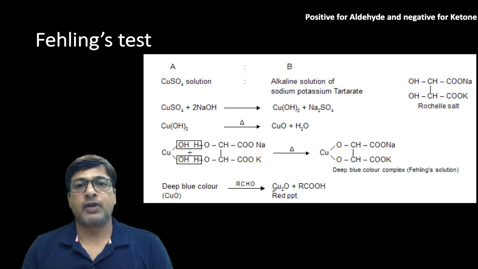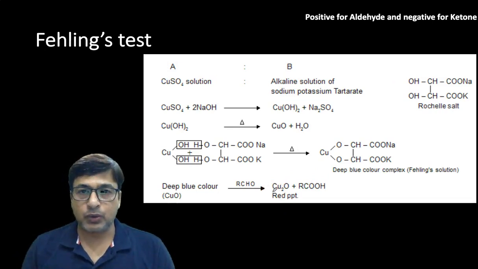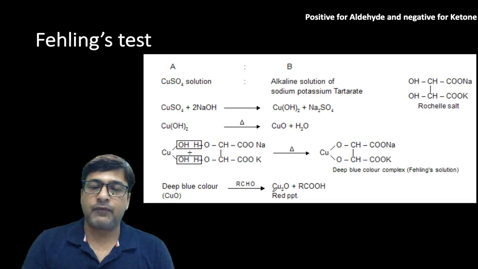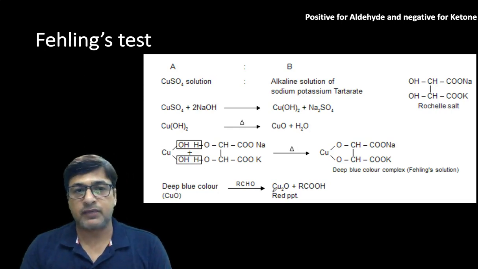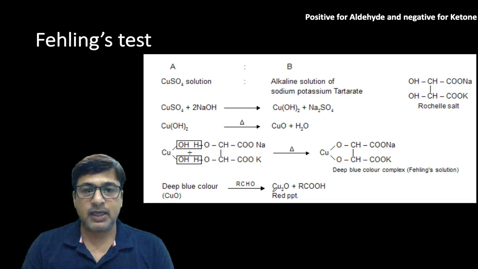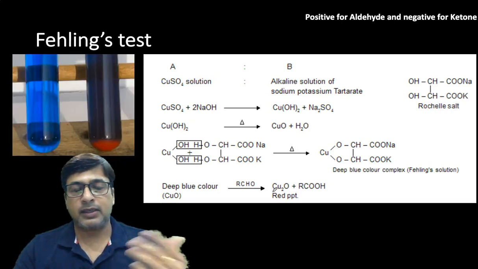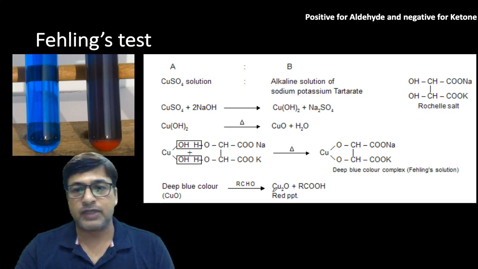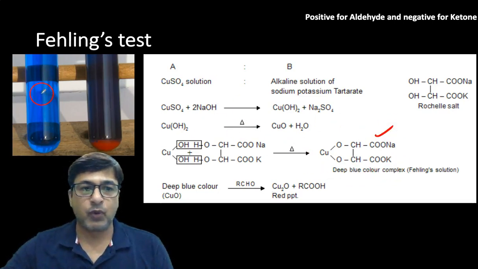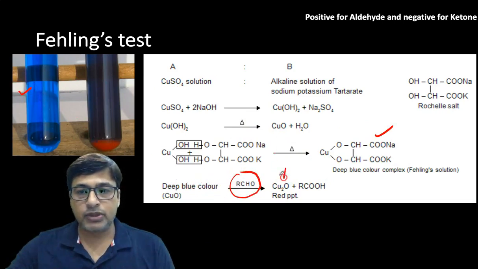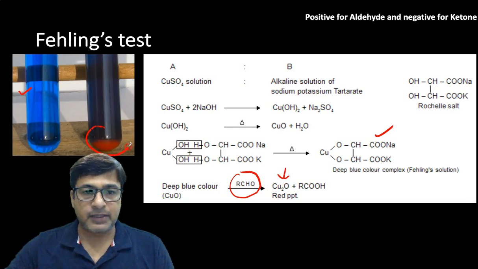Both are positive for aldehyde, negative for ketone. Now I have already told that there are a few ketones which show a positive test with Fehling's as well as Tollens. Let's see the exceptional cases of both Fehling's and Tollens test. So I am showing an image which consists of this deep blue complex before the test, and when it reacts with aldehyde it forms Cu2O, which gives you a red precipitate like this.